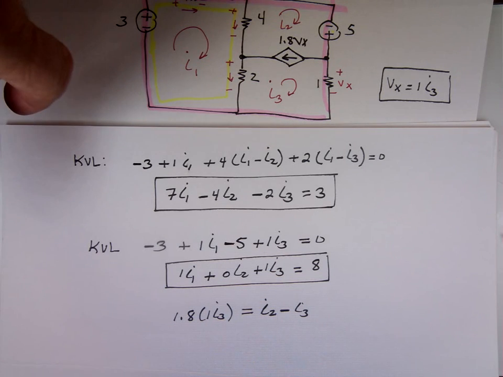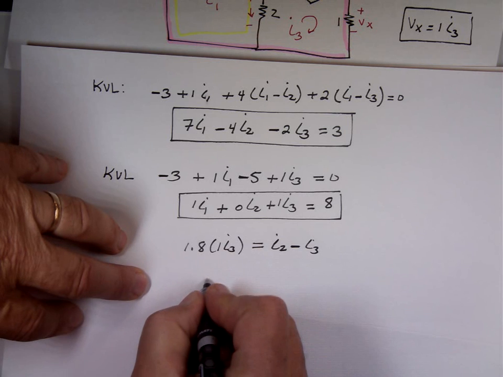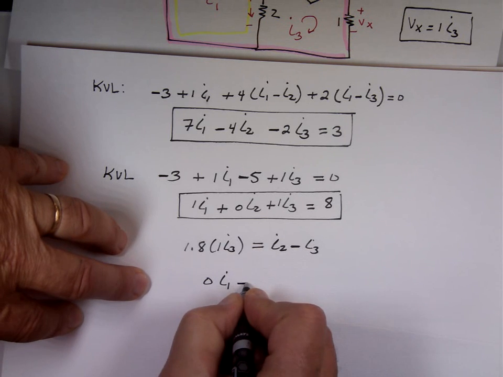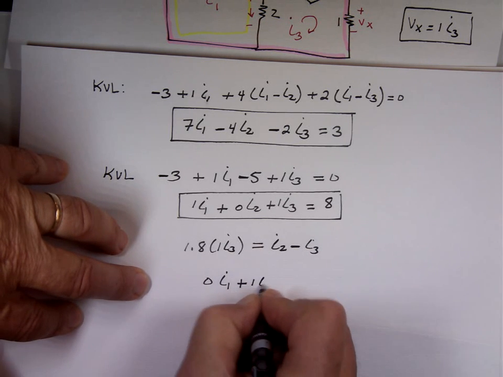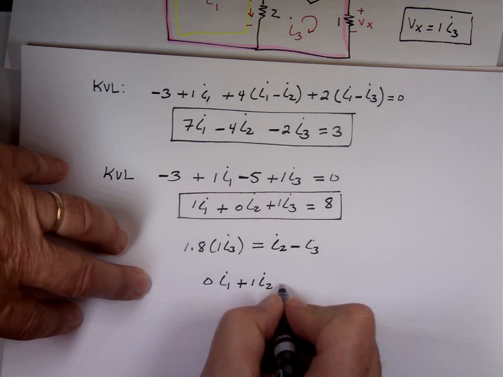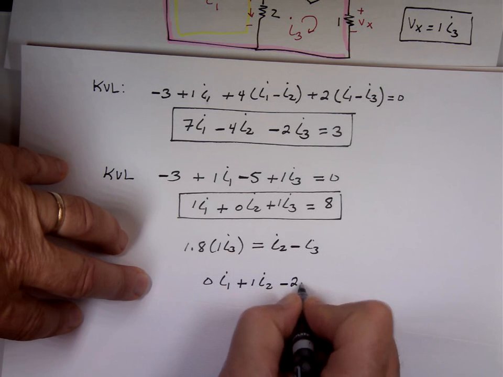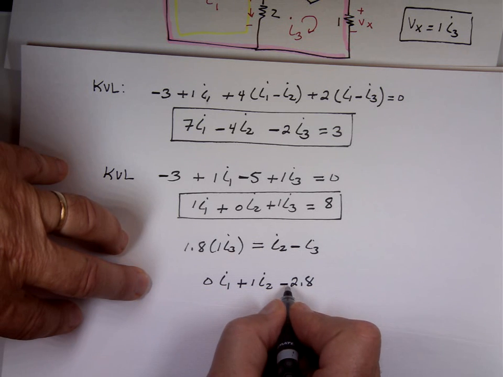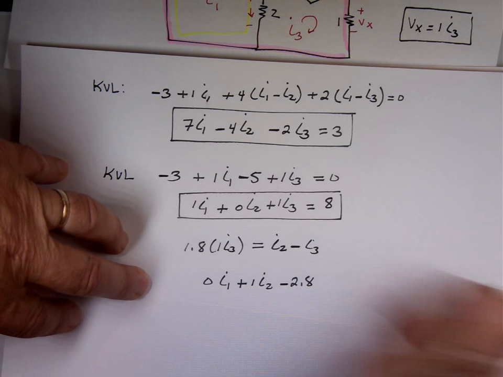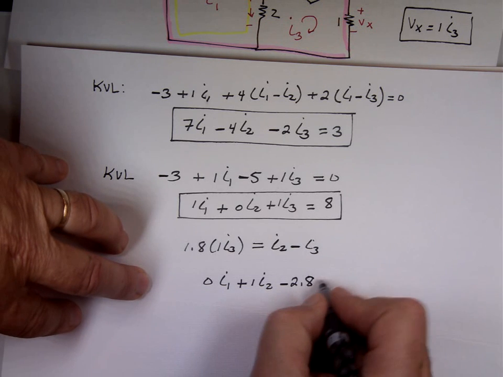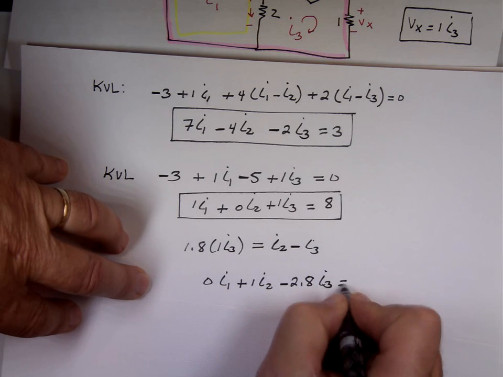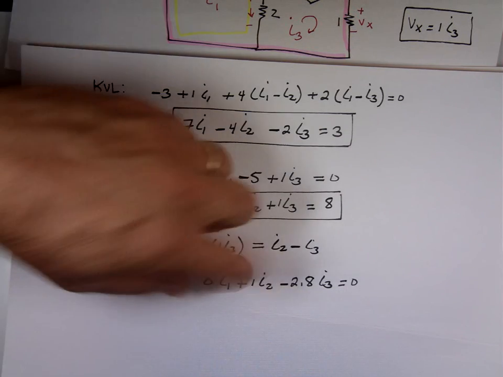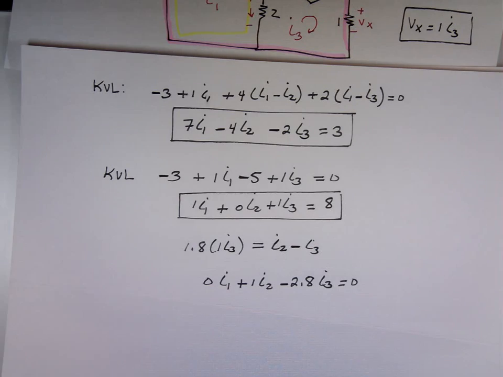Clean it. 0 I sub 1 plus 1 I sub 2. Is that negative? Is it 2.8 I sub 3? Oh no. Plus. No, it's minus. Okay, I'm going to put 0. You moving everything to that side? Okay. I was about to make this one minus, that's a plus, the same thing. Move them to this side. Won't make any difference. So that's your third equation.